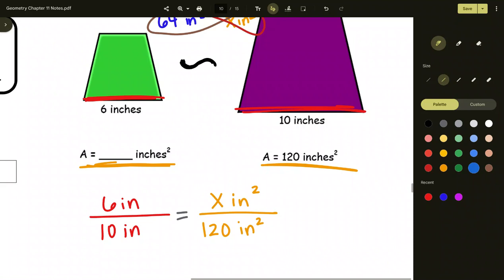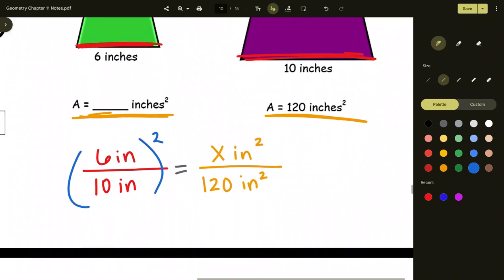Okay, I would like to cross multiply, but I can see I have inches versus inches squared. So I need to make sure that I change everything to the same unit of measurement. I'm going to square the 6 and the 10 to create inches squared as a comparison. So 6 squared is 36, and 10 squared, or 10 times 10, is 100.